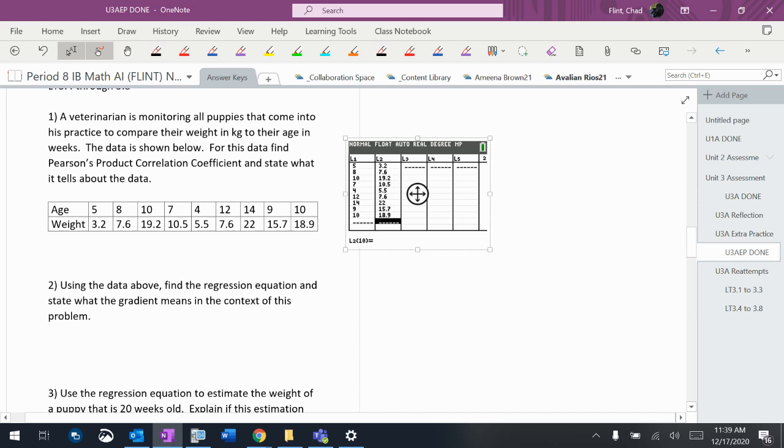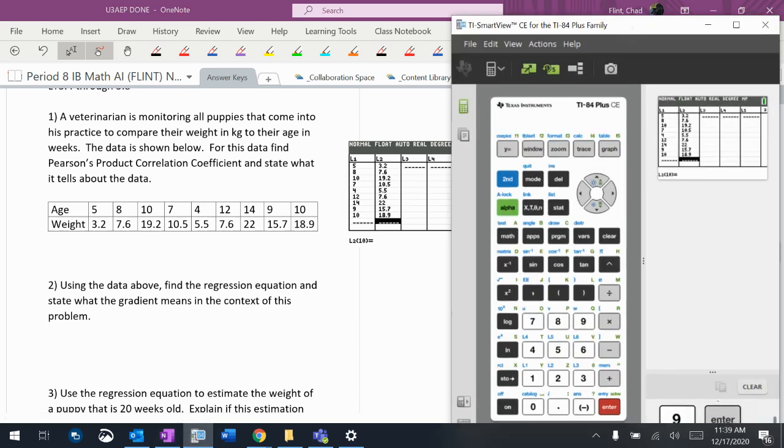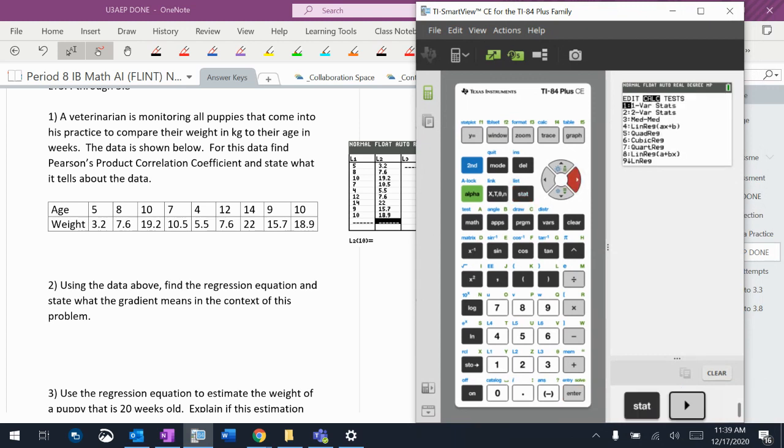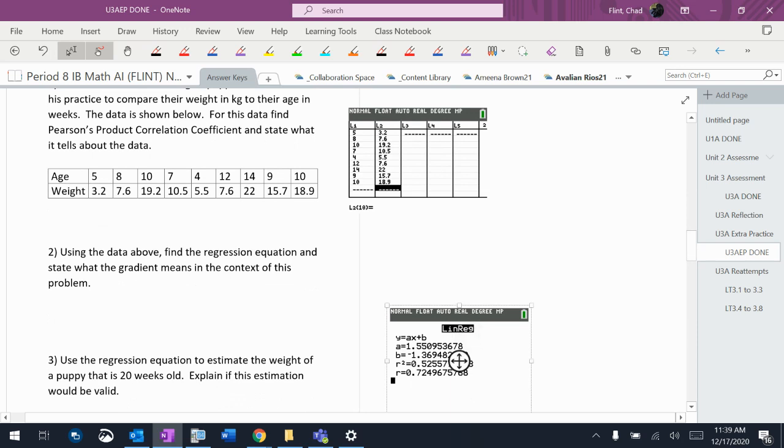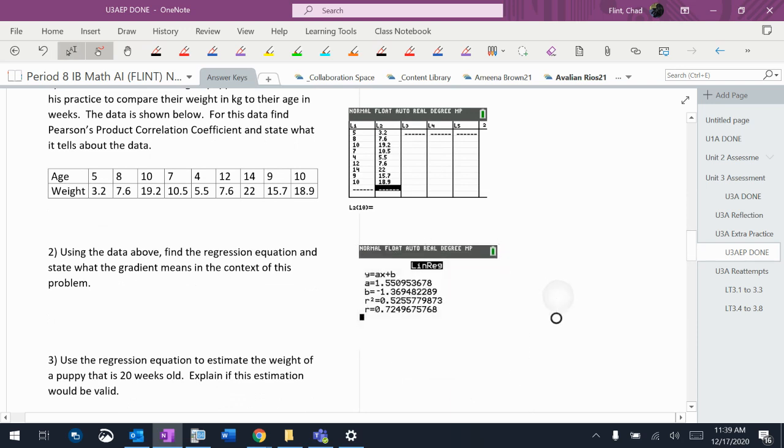So it says find the correlation coefficient. So I'm going to go back to the calculator. I'm going to hit stat, go over to calculate, and I want linear regression, so I want that. And again, I'm going to drag this over and drop it too. All right, so there's that. So now I can get the answers to the stuff I want.